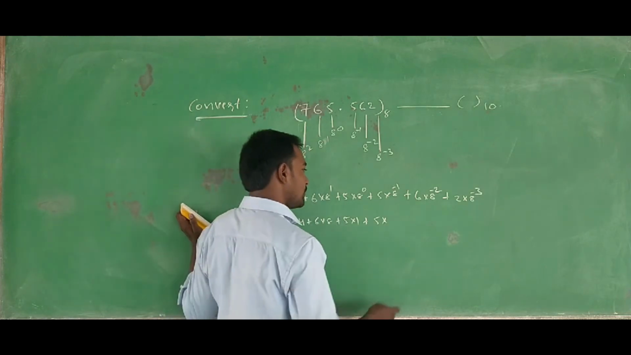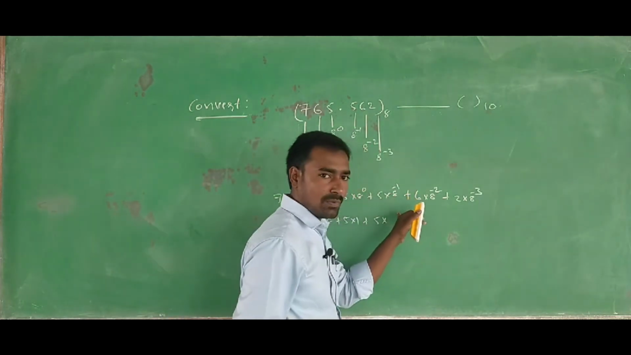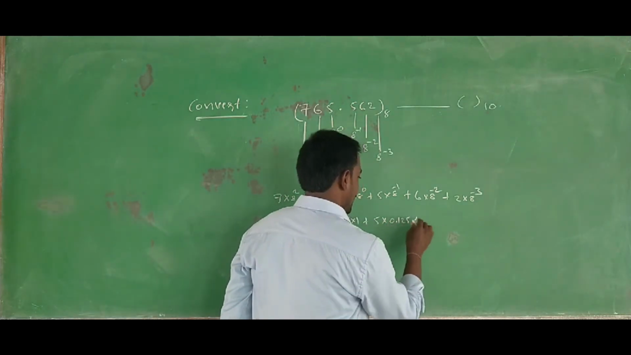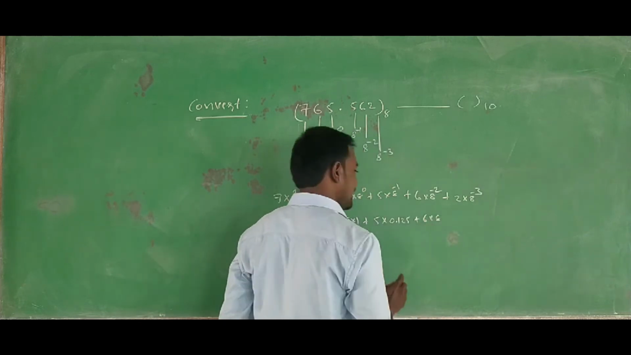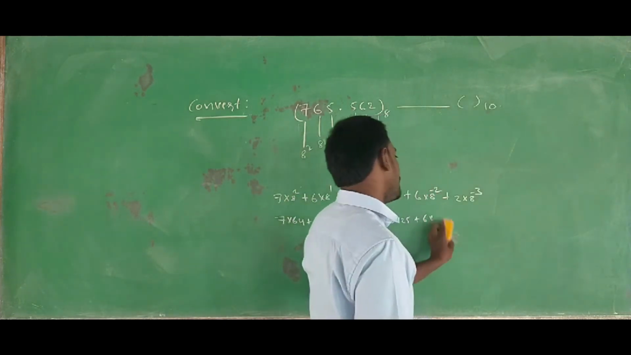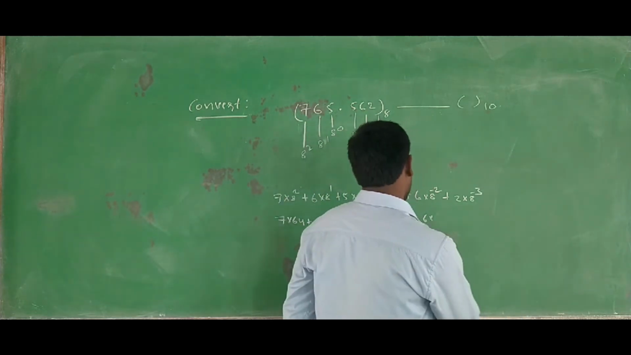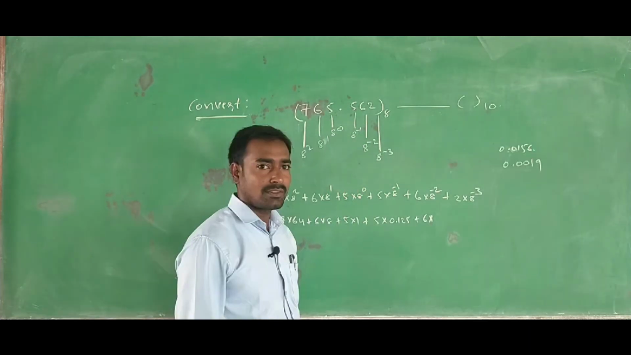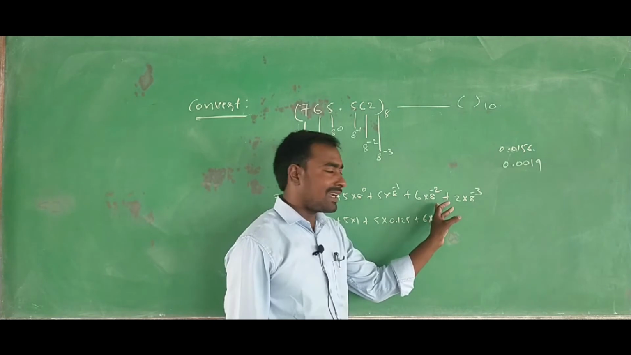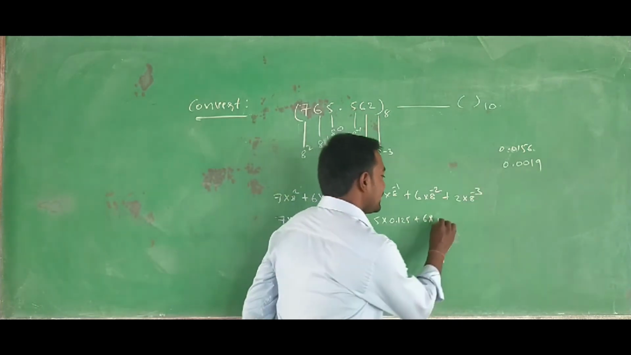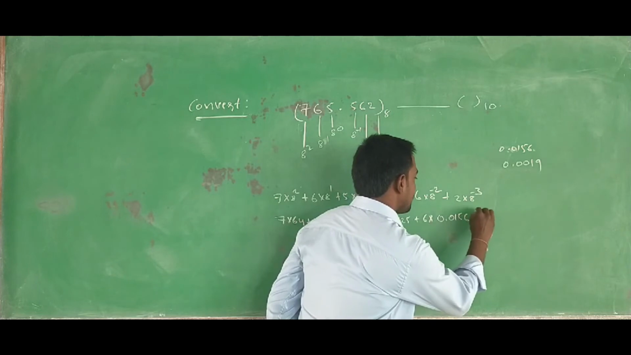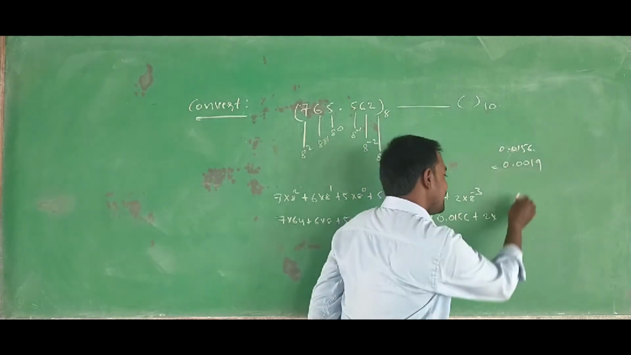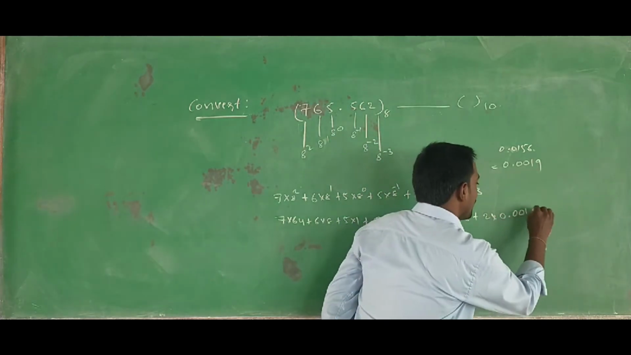Plus 5 into 8 to the power of -1 is equal to 0.125, plus 6 into 8 to the power of -2. Here 8 to the power of -2 is equal to 0.0156, plus 2 into 8 to the power of -3 is equal to 0.0019.